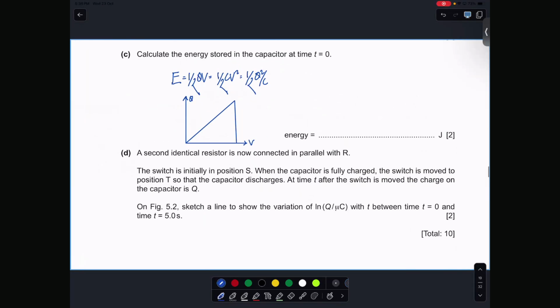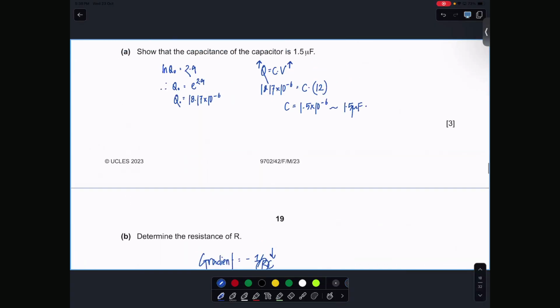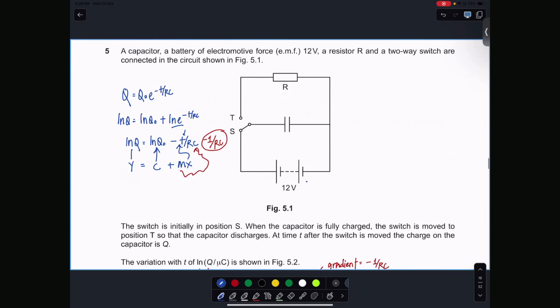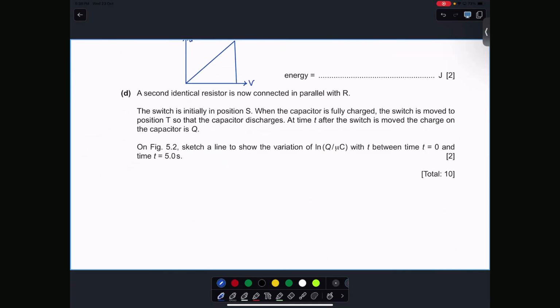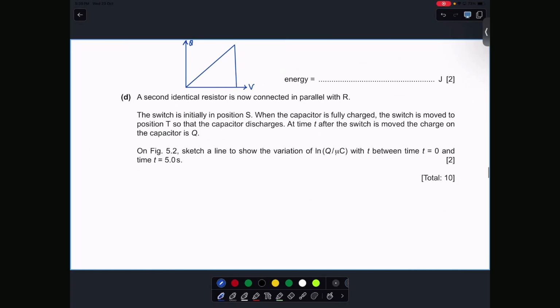Let's see what's going on here. A second identical resistor is now connected in parallel to R. So we are placing a second identical resistor here, parallel to R. And what happens next? The switch is initially at S, the capacitor is fully charged, the switch is moved to T, so the capacitor discharges, basically repeating the same thing as before. At time T, the switch is moved like that. On figure 5.2, sketch a line to show the variation of this.